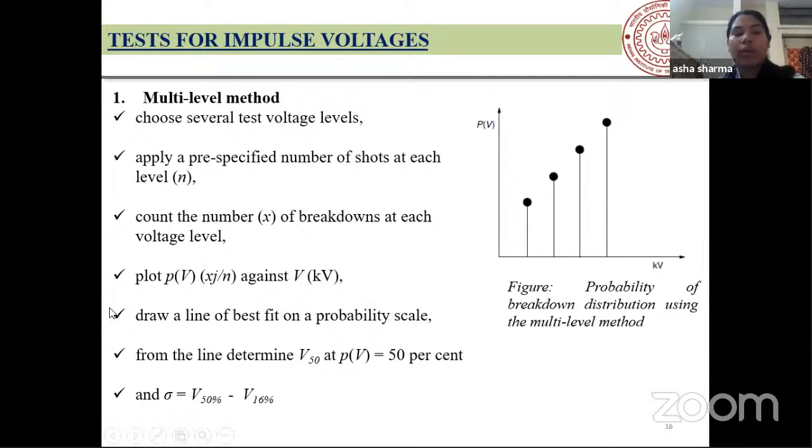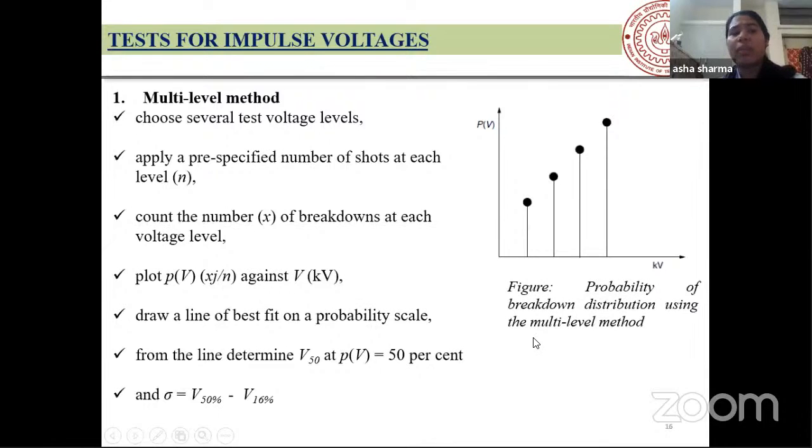After that, the probability for this breakdown voltage will be calculated, and then we'll plot the probability distribution function for this particular breakdown voltage against all voltage levels. After that, we'll draw a best fit line on the probability scale, and then we'll calculate the 50% critical flashover voltage, which is V50, and then we'll calculate mu, and after that, the standard deviation.